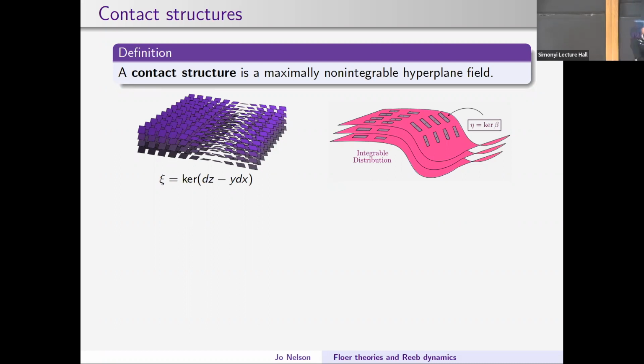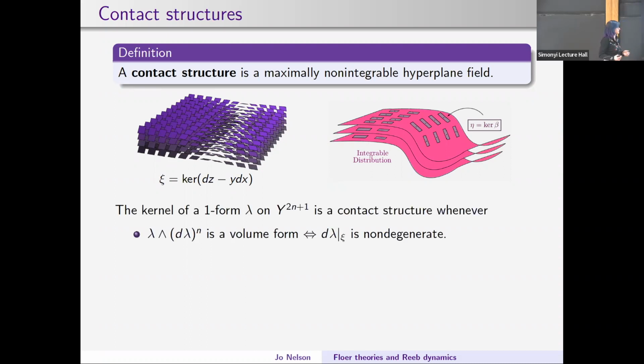Here, the hot pink picture is an example of an integrable distribution, where the distribution is realized by the tangent planes of the surfaces which foliate your manifold. On the left-hand side, the purple are 4 different slices of the standard contact structure for different z values. If you squint really hard at that, you could probably convince yourself that there's no 2-dimensional surface whose tangent planes agree with this given collection of planes.